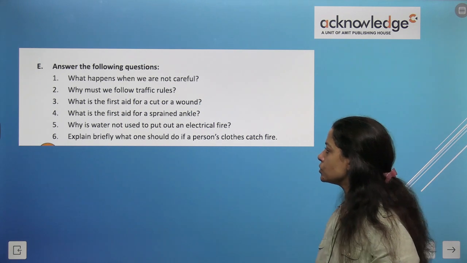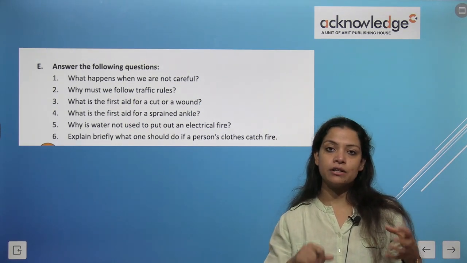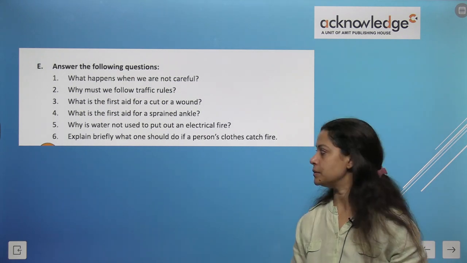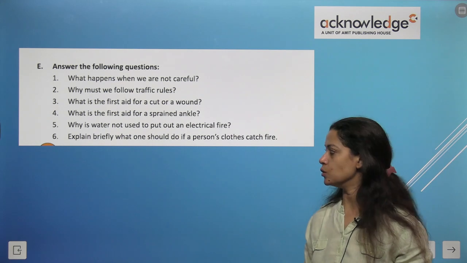Why is water not used to put out an electric fire? Because it can cause a huge electric shock which might kill people. So in this case sand and extinguishers are used.